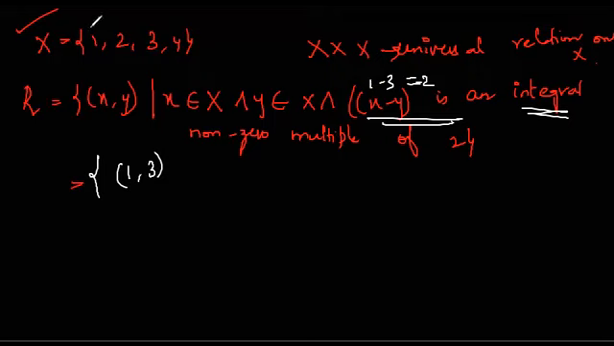Can we take (1, 1)? What about (1, 1)? If we are taking (1, 1), then 1 minus 1 is equal to 0, and we are supposed to take non-zero multiples of 2.